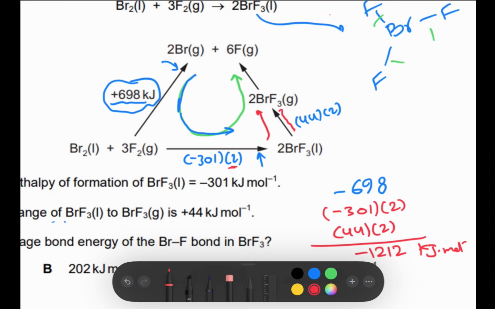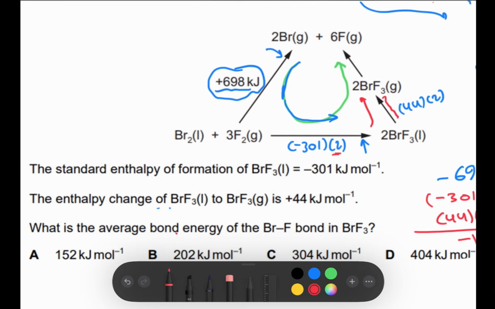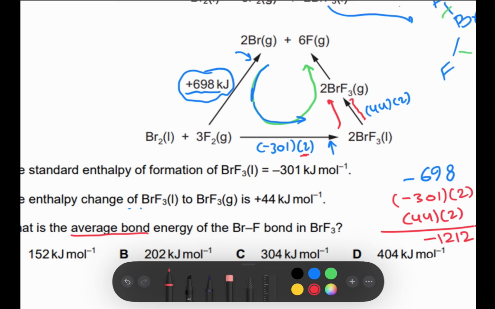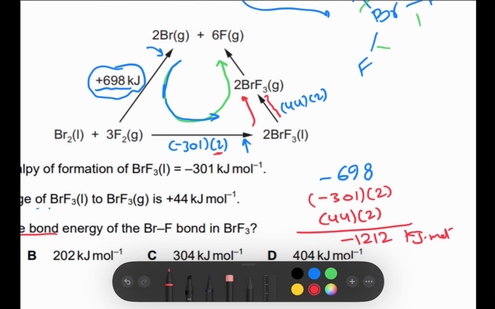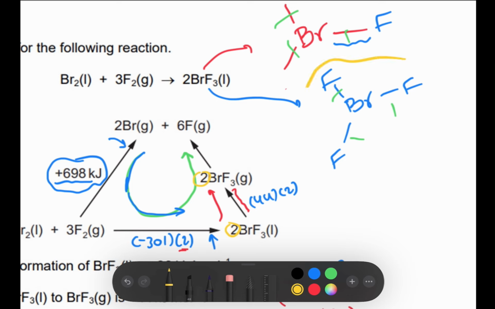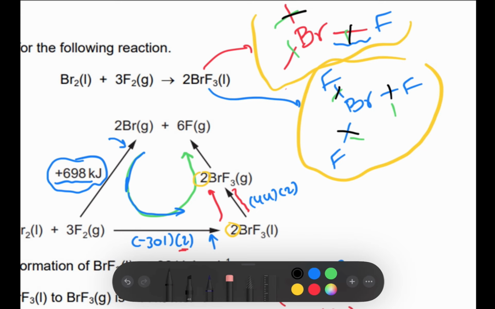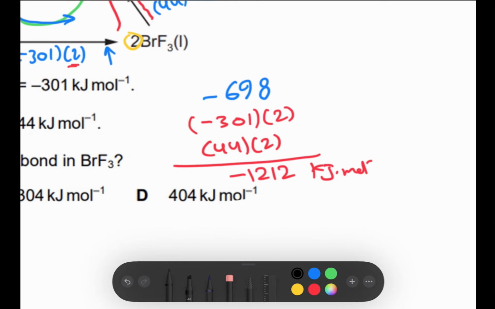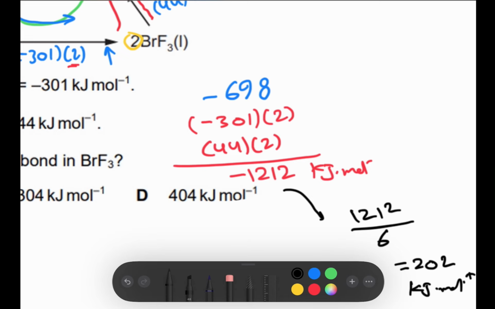But wait a second, we said that the question is asking me about the average bond energy. And since we're dealing with 2 moles from the beginning of the question, and that's why you notice that we multiply by 2 here and here, then we're supposed to have 2 moles of BrF3 in here. However, this indicates that we have 6 bonds to be broken at this moment, which are 1, 2, 3, 4, 5, 6. And since you have this number, you have to take 1212 and divide it over 6. And if you divide it over 6, it will equal 202 kilojoule per mole for each Br-F bond.